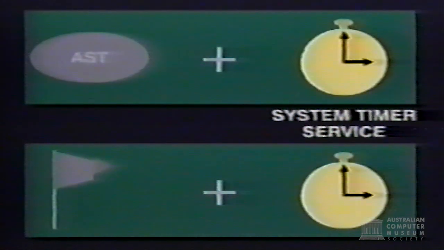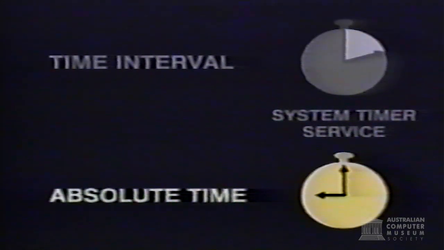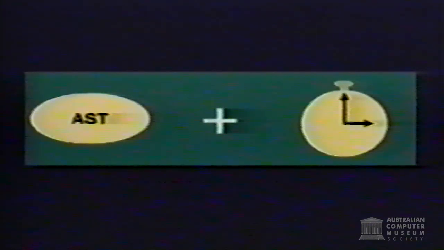A system timer service is used to schedule program activities based on clock time. A process can request notification after a specified time interval. For example, a process can ask the system to notify it in 10 seconds. Or a process can request that it be notified at an absolute time, such as Thursday at 9 a.m. Let's see how system timer services can be used in conjunction with an AST.